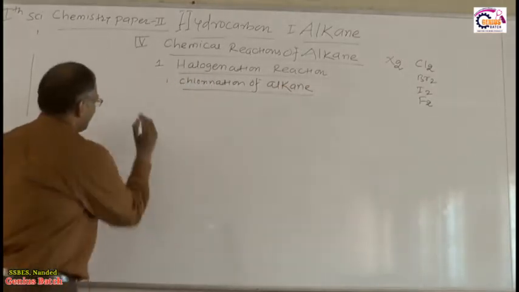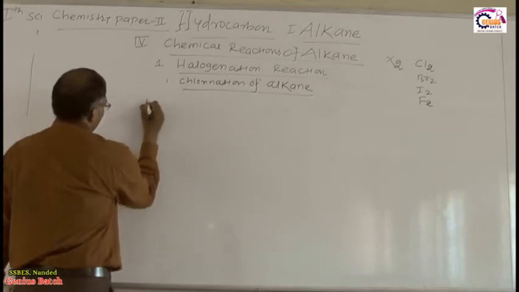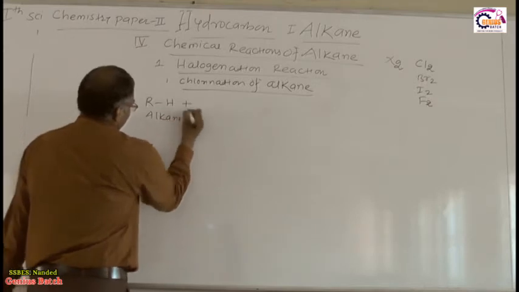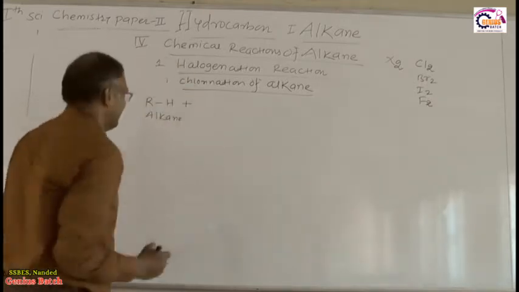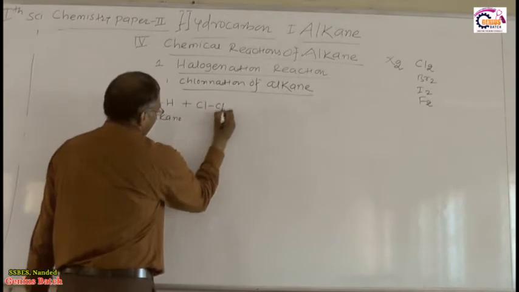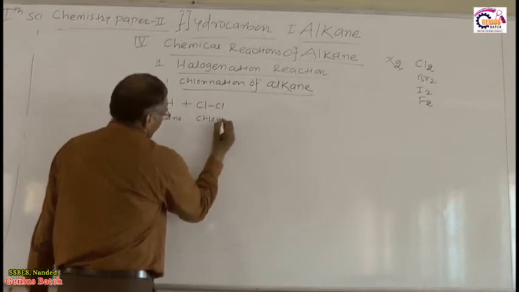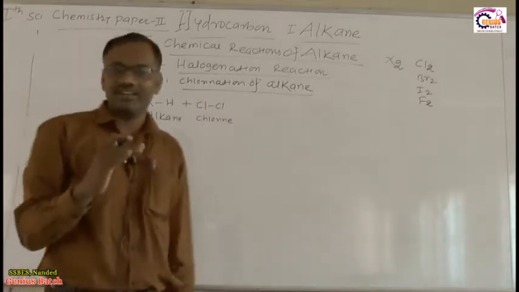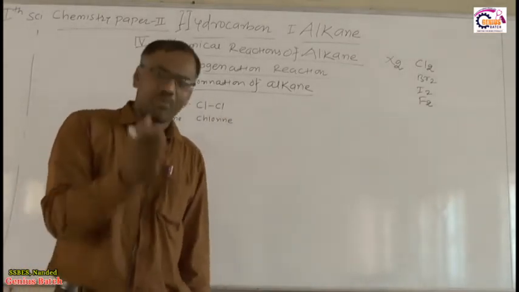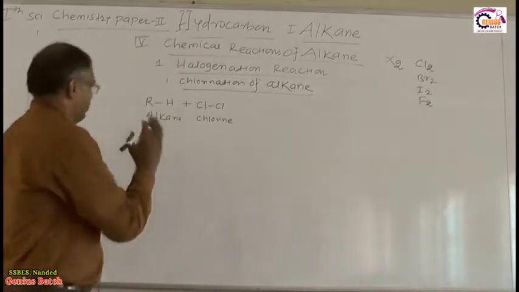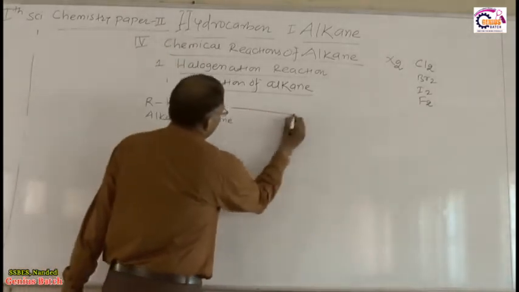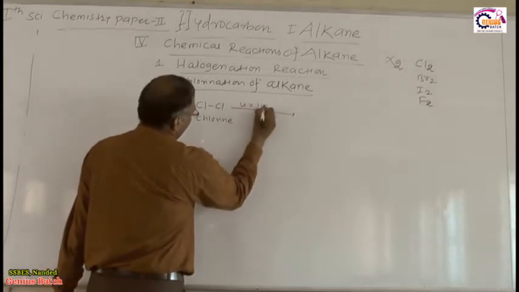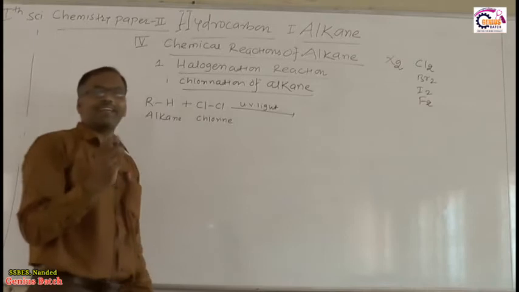See, we will see the general reaction. So when this alkane is heated with the chlorine, this is the chlorine molecule. Chlorine is generally in the form of gas, so gaseous chlorine is to be reacted. So when this alkane is heated with the chlorine in the presence of ultraviolet light, this is the catalyst.